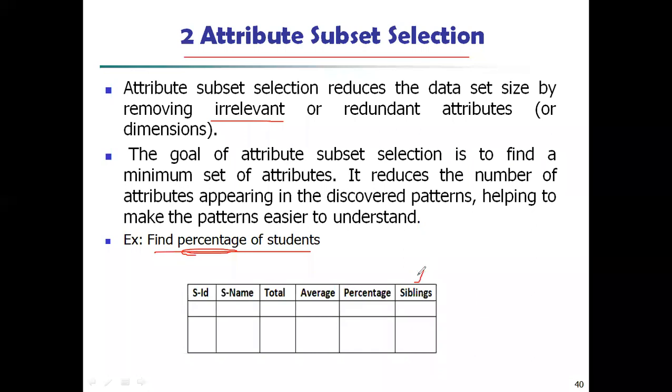Is this relevant to this particular table? Is it necessary to know the siblings of that particular student while calculating the percentage? No. It's not an important one. It's not needed in this table. That's why the siblings attribute is irrelevant to this particular table. Now we are going to remove this attribute.